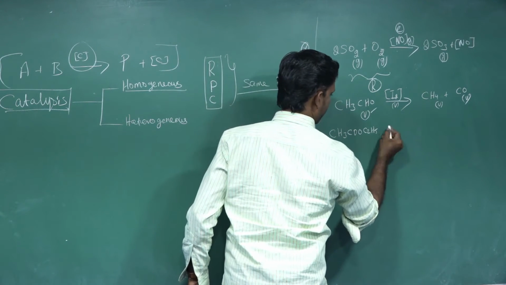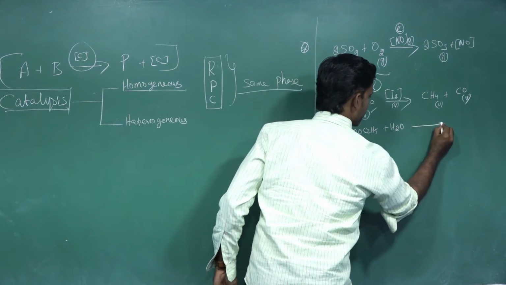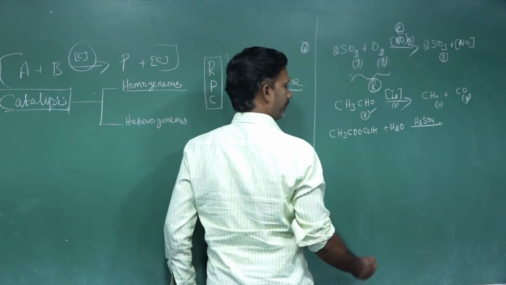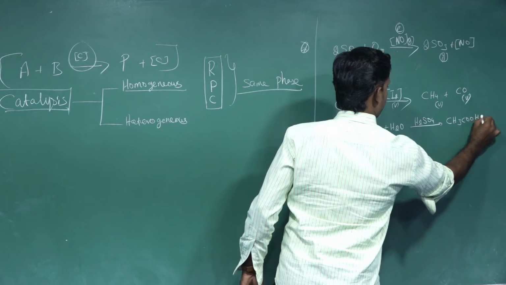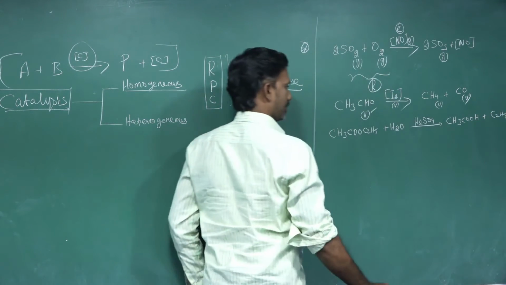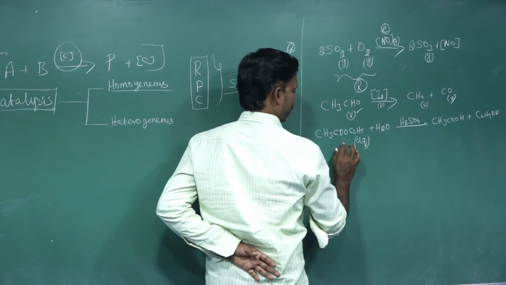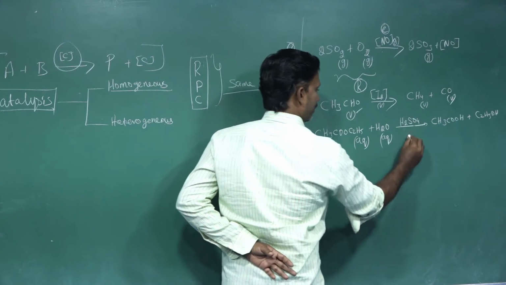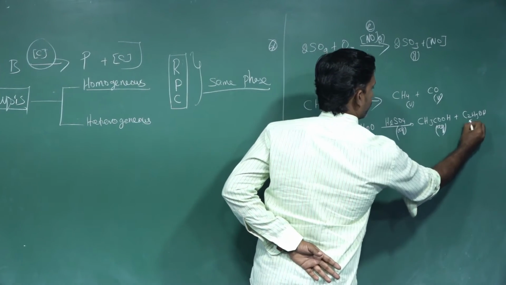Ester hydrolysis: the ester is treated with water in the presence of sulfuric acid, H2SO4, and we get acetic acid plus alcohol. See, all are in the aqueous form. These two are the reactants, in the aqueous form. Sulfuric acid is also in the aqueous form. You are getting acetic acid in the aqueous form.